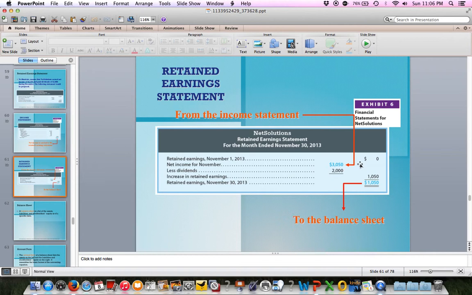So we start, November was the first month for the business, remember. That's when it just started. So we started out with 0 retained earnings. After 1 month, we had $3,050 of income, which made retained earnings go up. The owner took $2,000 out, so the ending retained earnings was $1,050.